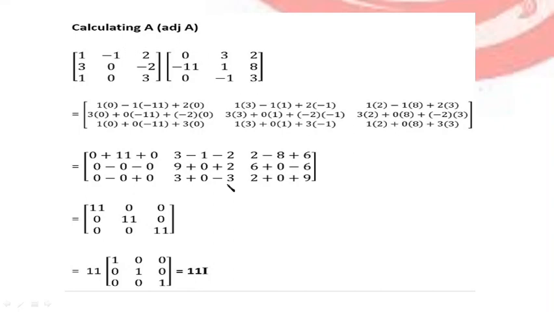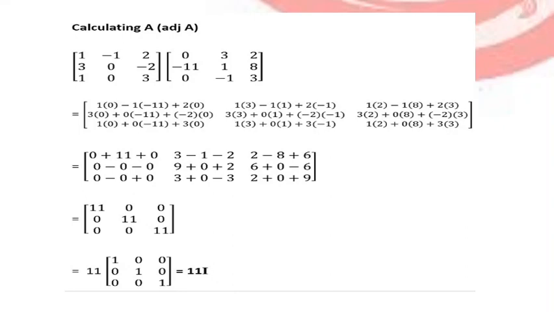This way we will calculate and simplify, and we will get all 9 elements. We can see that we are getting this matrix, and please note that this is a matrix, not a determinant. So we can easily take 11 common from this matrix, and inside we will be left with an identity matrix of order 3. So this is equal to 11 into I, which is equal to the third term of the equation.